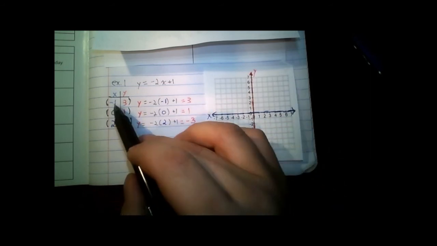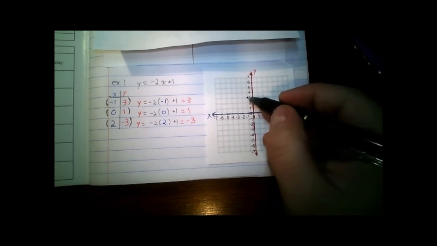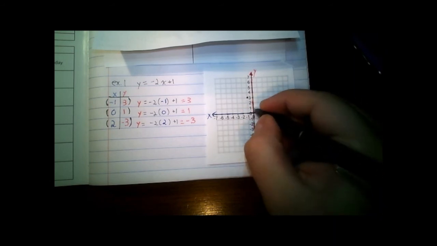Our first point is -1, 3. So it's -1 on x and +3 on y. There's our first solution to the equation. Our next point is 0, 1. So that's 0 on x and then 1 on y. Right there. And our last point is 2, -3. +2 on x and then -3 on y. And we have our 3 spots, or our 3 coordinates.